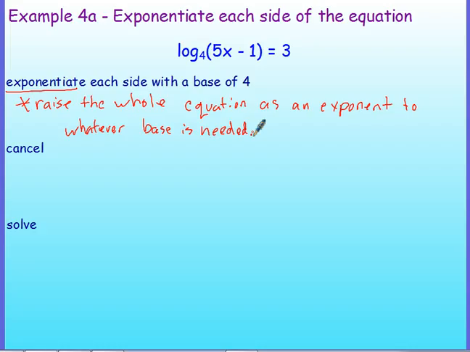Does that make sense? So, the way this looks is like this. 4 to the log base 4 of 5x minus 1 equals 4 to the third power. Did everybody see what I did? I took my equation and I made it the exponent of a base that I needed. Why would I do that?